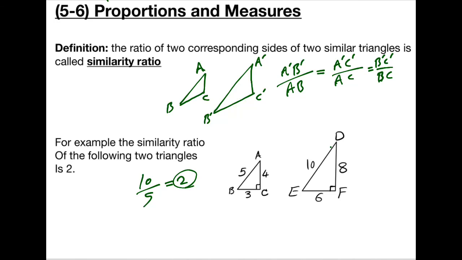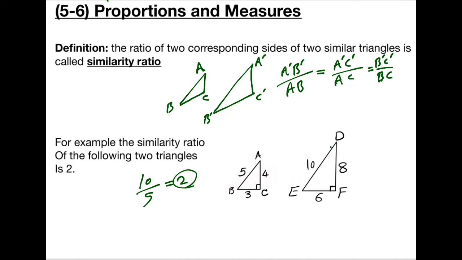Just notice here that if you divide any other corresponding sides, you will get the same value. If you divide DF by AC, 8 divided by 4 is 2, the same number. If you divide EF by BC, 6 divided by 3, you will get the same value. So this value is called the similarity ratio between these two triangles.